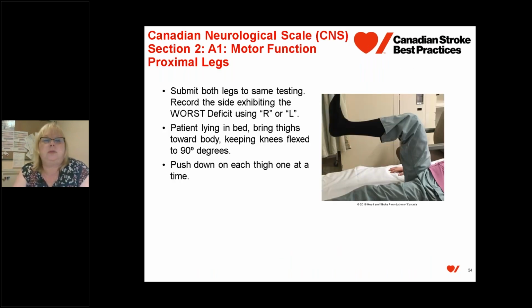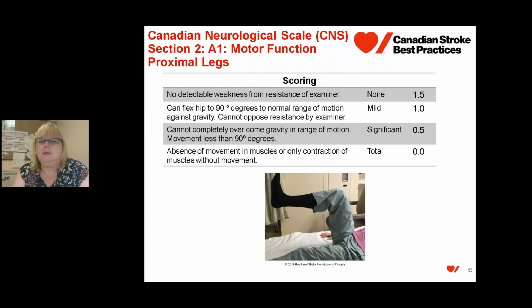We then move on to proximal legs. Here, again, we want the patient lying in bed. We want to bring their hips towards the body one at a time, keeping their knees flexed to 90 degrees. If the patient's able to bring their thigh up to 90, we then press down on one thigh at a time. After we've assessed one leg, we assess the other. Here, the scoring is the same as it is with the arms.